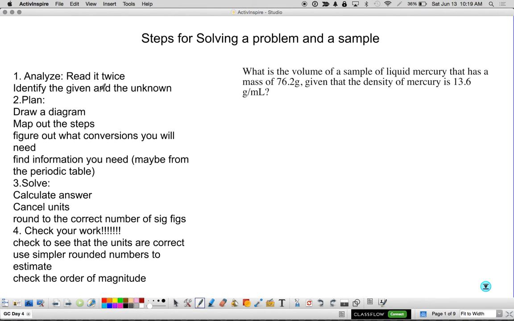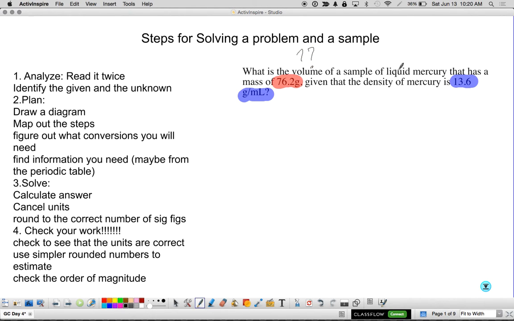Read it twice. Identify the given and the unknown. Sometimes when I'm working through these, I like to use a highlighter, and I like to highlight the things that I'm given. Except I don't need the biggest highlighter this world has ever seen. So here I have a mass, and I also have, let's choose blue, a density. So I'm trying to find the volume. That's what I'm trying to find. So maybe I'll write a little question mark over this.